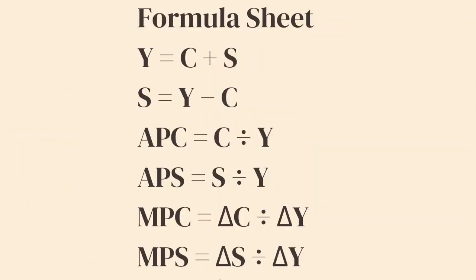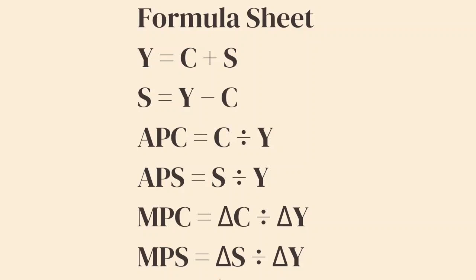Let's revise everything we have learned today. The first formula is income is equal to consumption plus saving. That is the foundation of the entire chapter. From this we get savings is equal to income minus consumption. Next, remember the 4 propensity formulas. Average concept uses total values. Marginal concept always uses change in values.